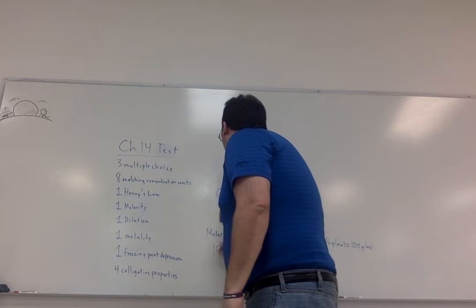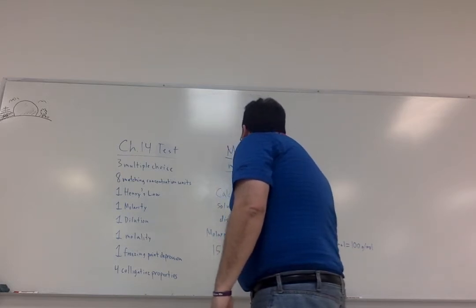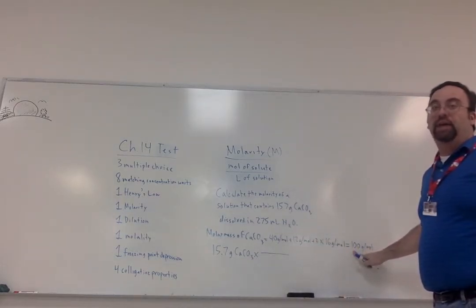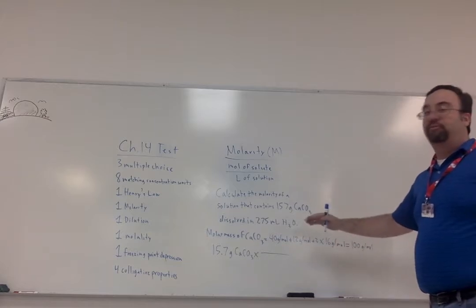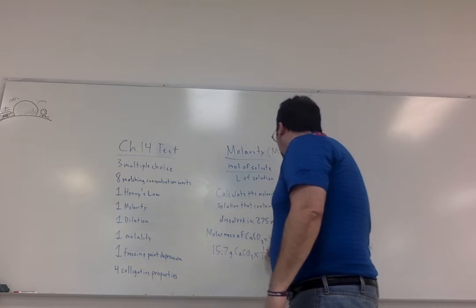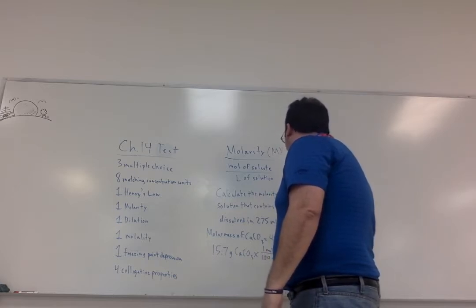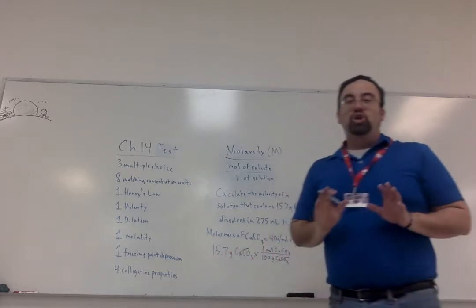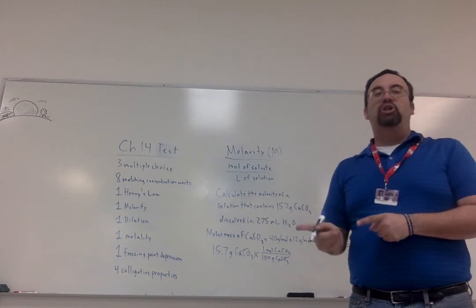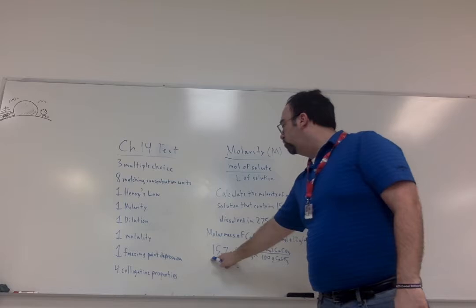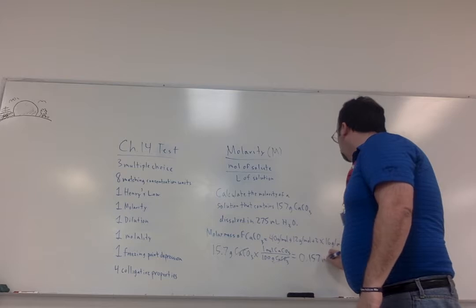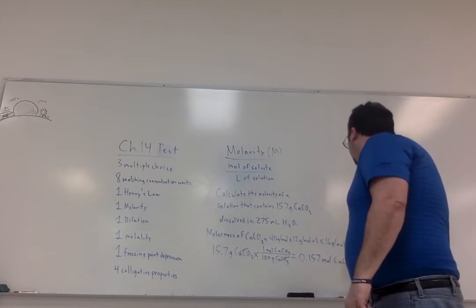We have 15.7 grams of calcium carbonate times, we're going to put the 100 grams on the bottom so that the units cancel out. The 1 mole therefore goes on the top of the fraction. So we have 1 mole CaCO3 on top, 100 grams CaCO3 on the bottom. Notice that because we're dividing by 100, we only need to move the decimal place to the left twice. 1, 2. So it's going to be 0.157 mole of CaCO3.